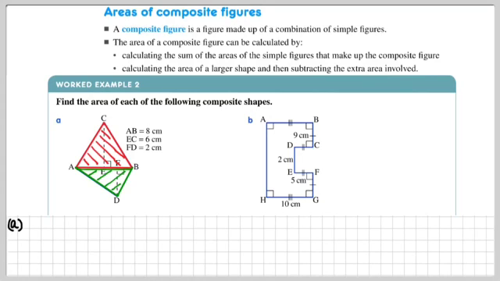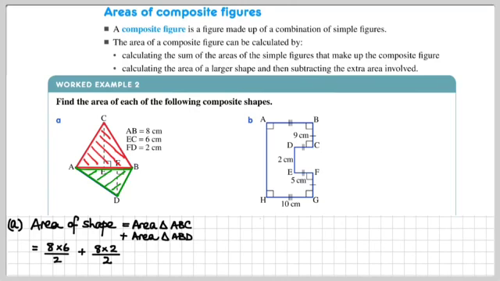So there's the first one, there's the second one. Now, the area of the shape is the area of triangle ABC plus the area of triangle ABD, the one underneath. Now, let's just do it now. We've got AB is 8, and this height is 6, that's C to E or E to C, divided by 2, that's the red one done.